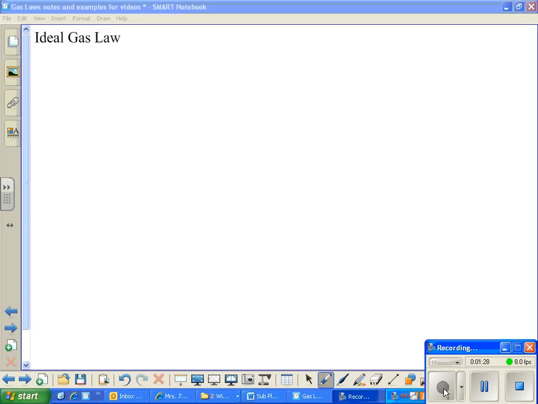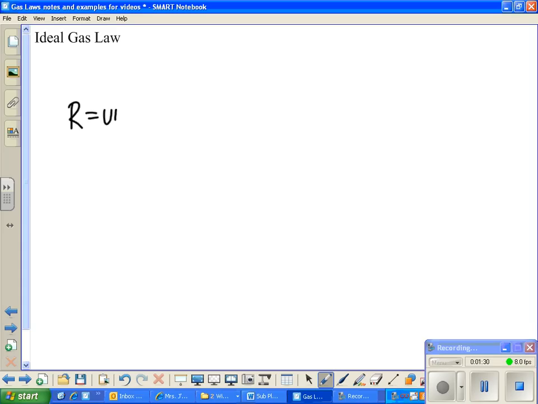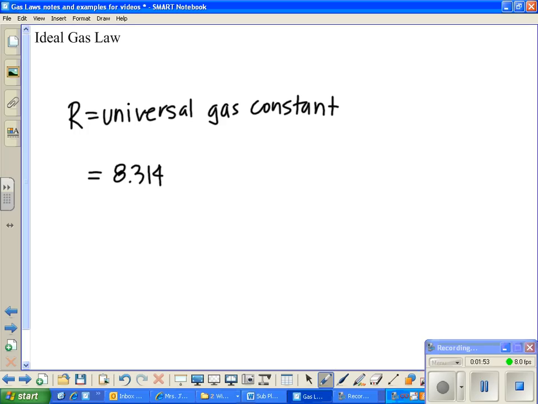So they are all related to R, which is called the universal gas constant. So it stays the same. You will have to know these numbers, and it has 4 units. R equals 8.314 kilopascals times liters over moles times Kelvin.